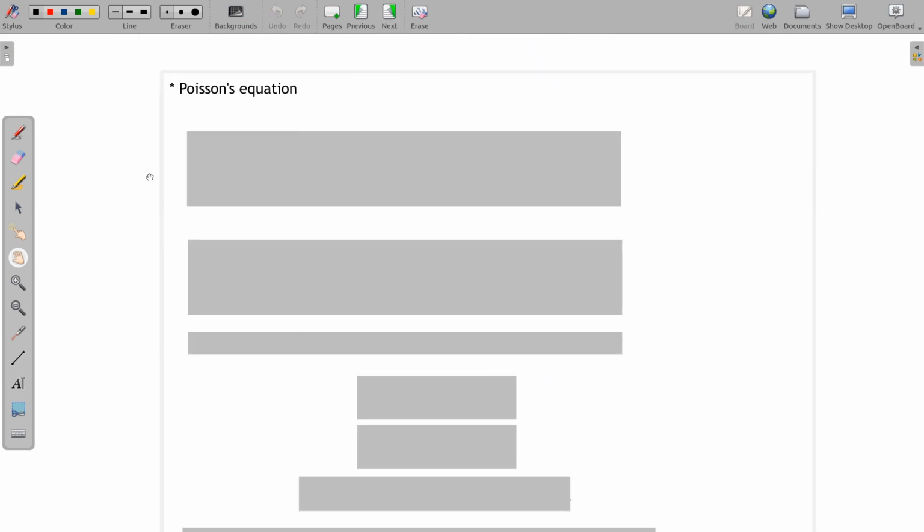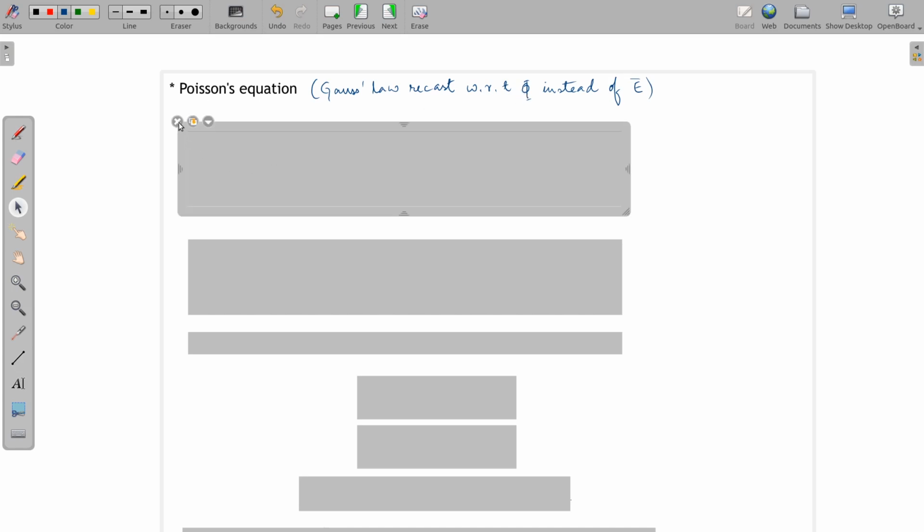Okay. So now this leads us to Poisson's equation. What is Poisson's equation? Poisson's equation is basically nothing but the Gauss law, recast with respect to phi instead of E. We all know the Gauss law, it gives us a relationship between the electric field and the charge distribution. Now we recast the Gauss law using the scalar electric potential instead of the electric field. That is going to give us what is known as Poisson's equation.